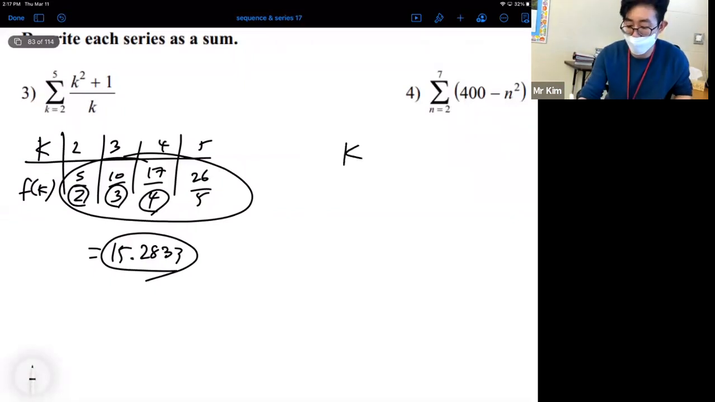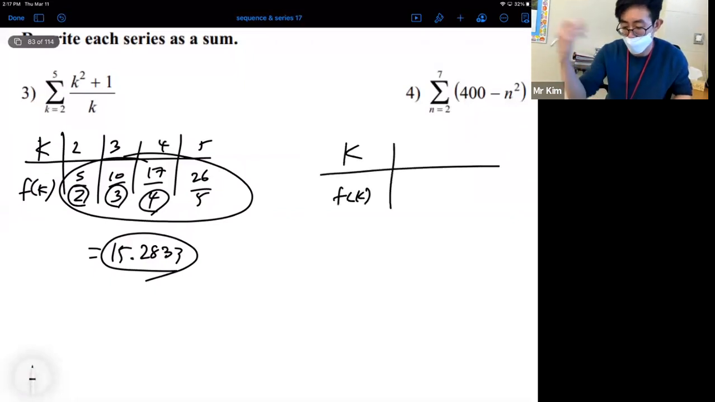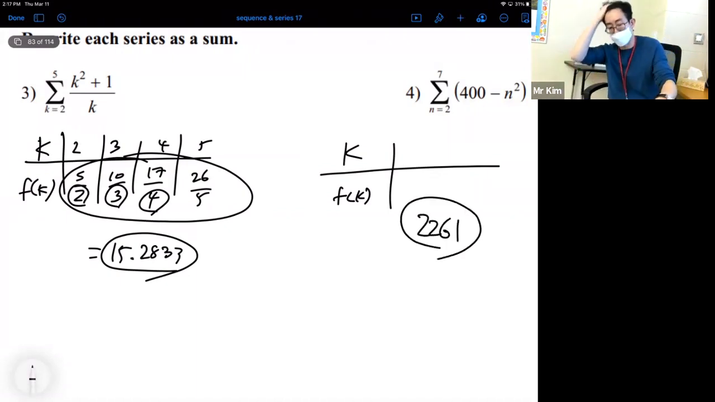For the second one, also k and f of k, you can show the answer by doing it by hand. But let me also do this real quick: x equals 2, 7, 400 minus x squared. 2,261, that should be the final answer for number 4.